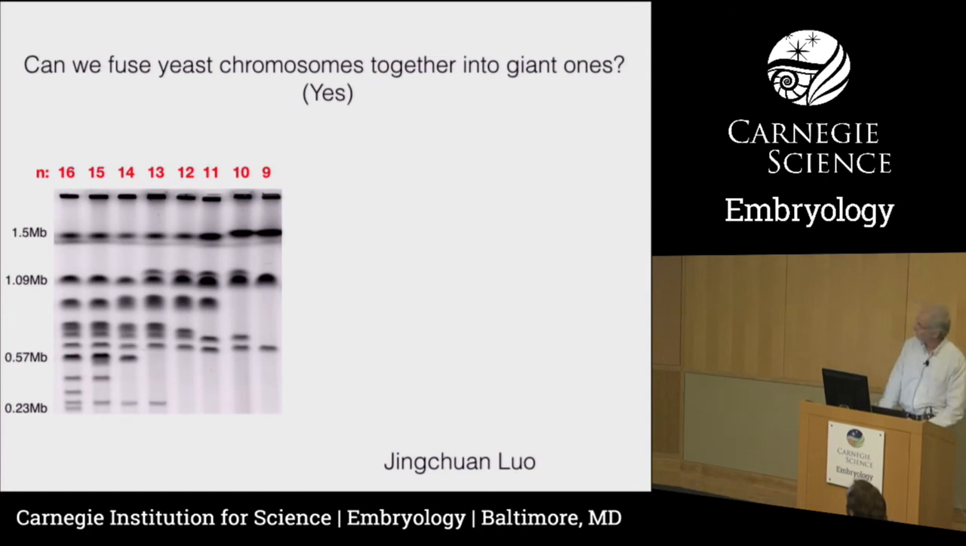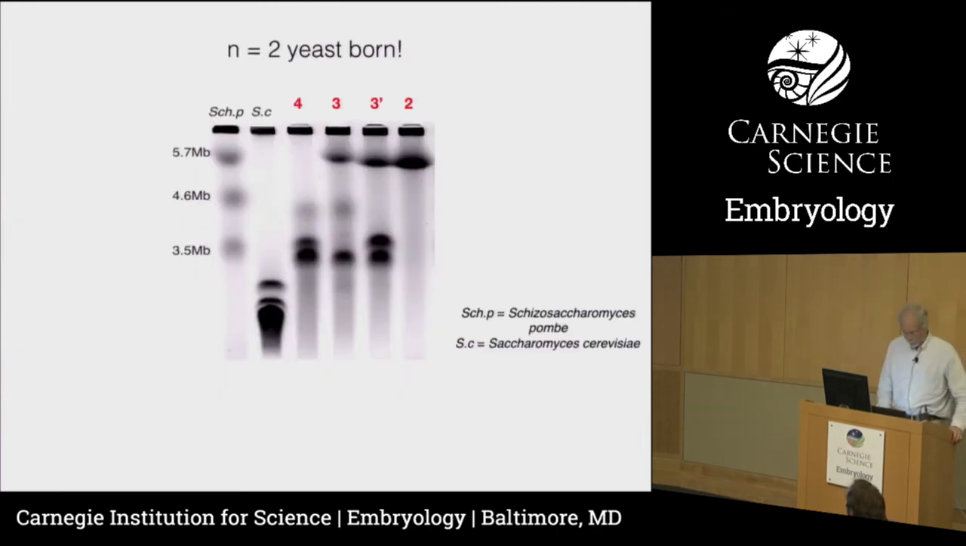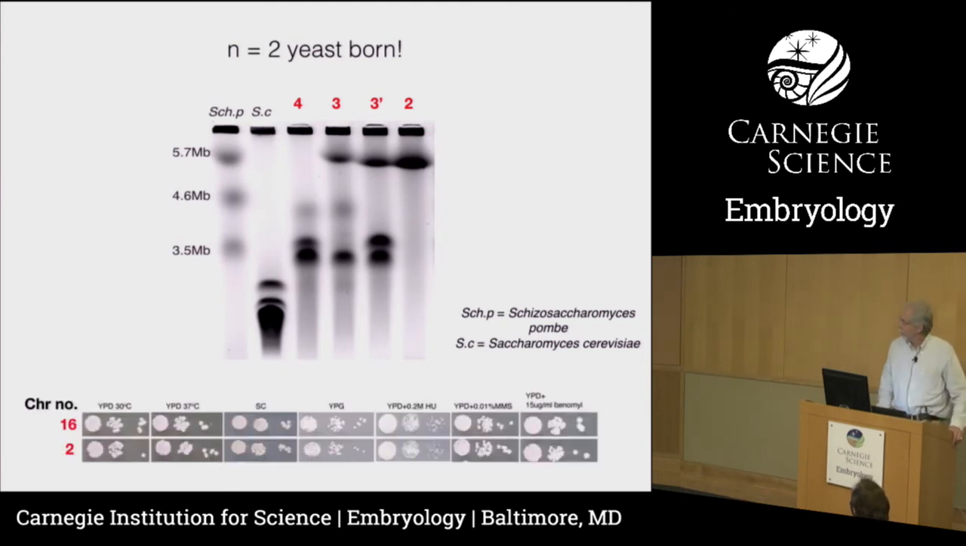Here's a pulsed field gel, and you can see the chromosomes disappearing from the bottom of the gel and growing. We had to change the gel system because the chromosomes were getting so big. And just a few months ago, she had her N=2 yeast born. These strains are remarkably healthy. They do have a couple of amino acid substitutions that might be providing some suppressor effect, but they have remarkably high fitness considering they've gone from 16 chromosomes down to 2.